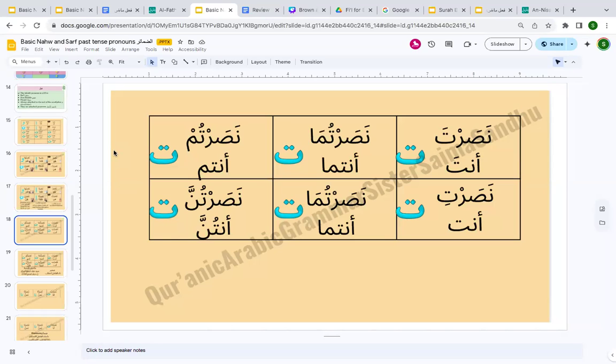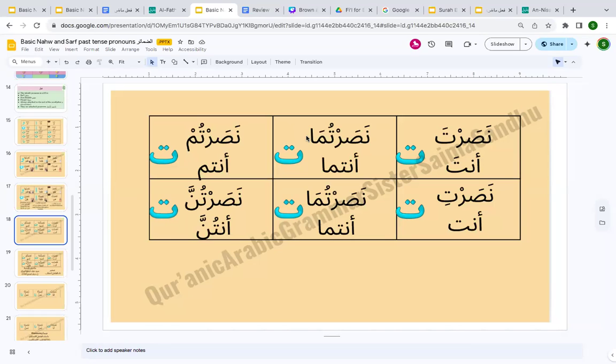If you have to give me one letter from the words, and you have it written there on the slide, what is the one letter? The ta, of course. Right? The ta. So if I have to say "you two helped," what do I do to the ta? You just add the ma, right? And if I have to say "you masculine plural helped," what should I add? We just add the mim. Very good job.